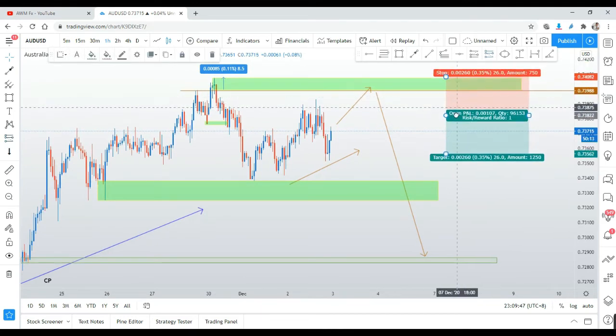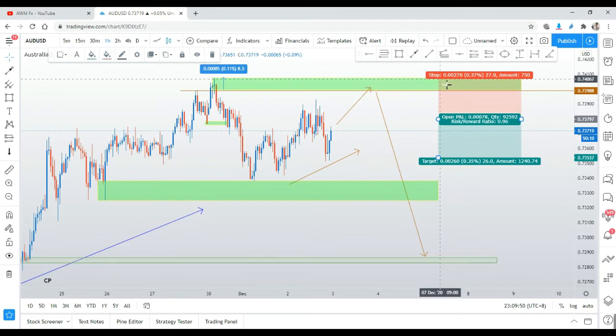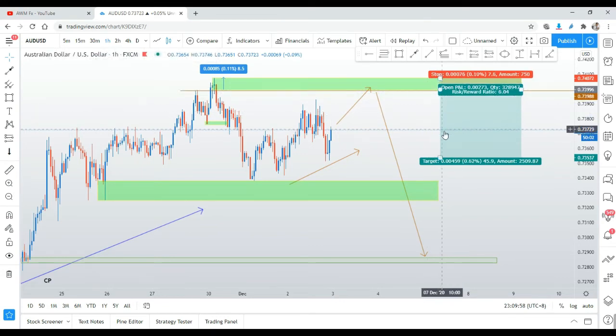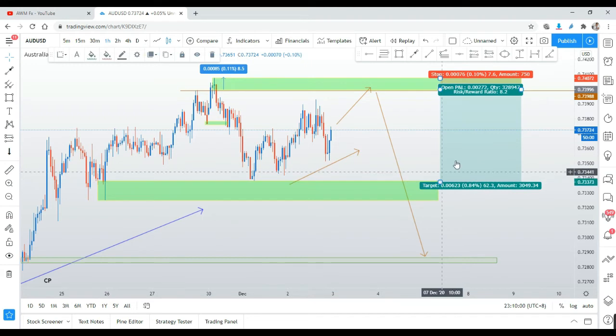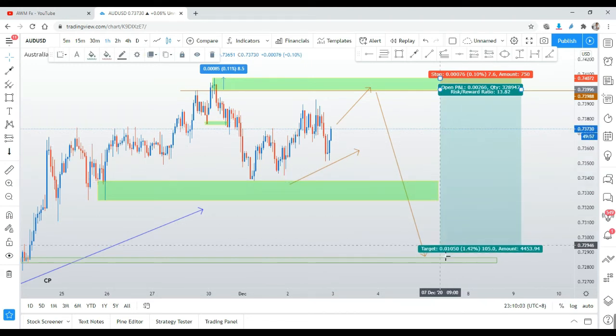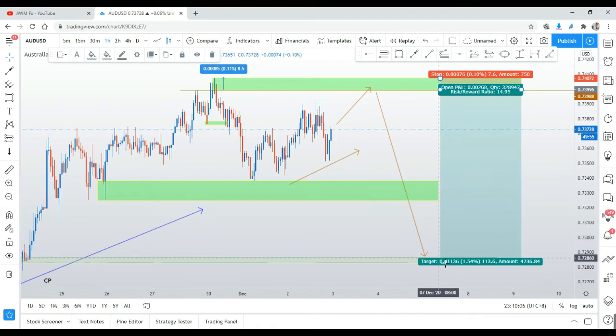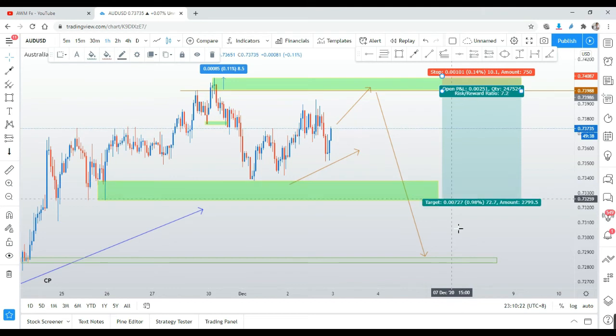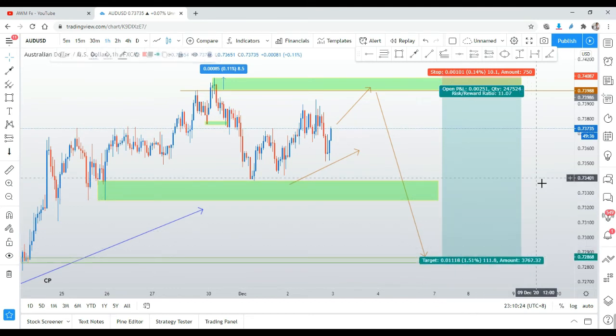You have to remember, in forex trading, not everything is predictable. You have to be reactive to the current market. So it's either a 1 to 8 risk reward ratio or 1 to 14.8, somewhere around there. Let's make it bigger so that you guys have a clearer, more realistic picture. So it will be around 1 to 6 or 1 to 11, somewhere around there.